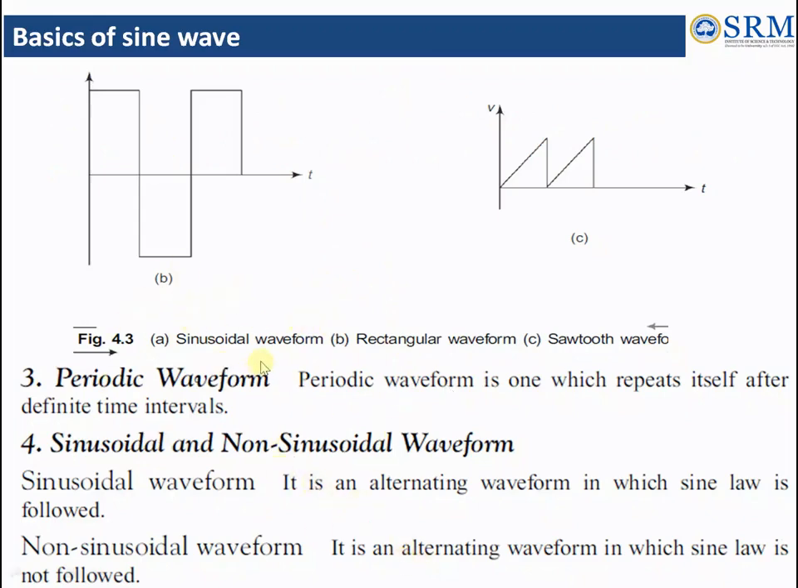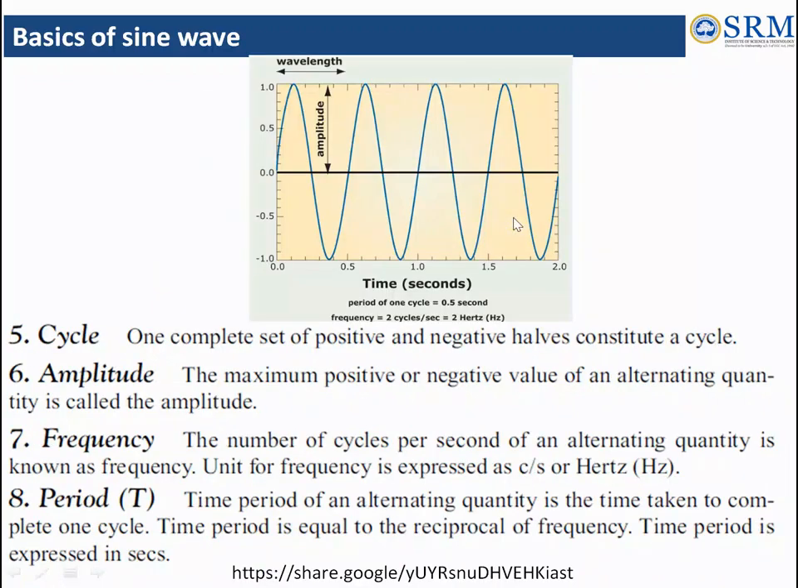Non-sinusoidal is also an alternating waveform, where the sinusoidal law is not followed. Here, the sinusoidal law is not followed in these two waveforms, the rectangular and the sawtooth. Now we are going to take only the sinusoidal wave and analyze the AC circuits.